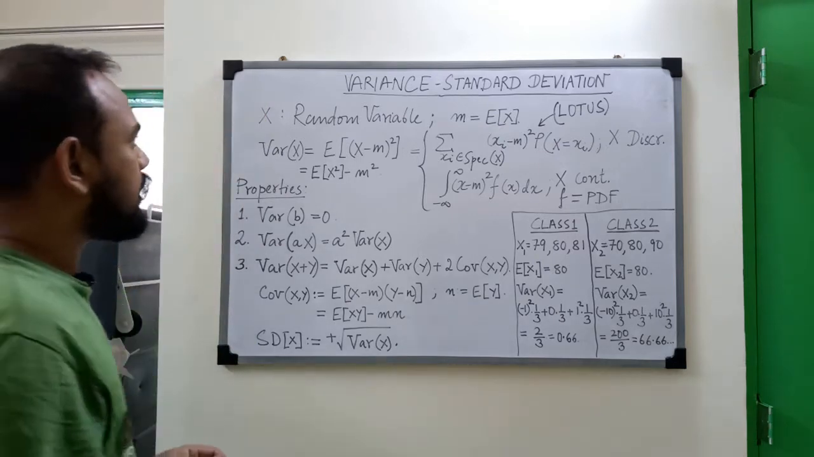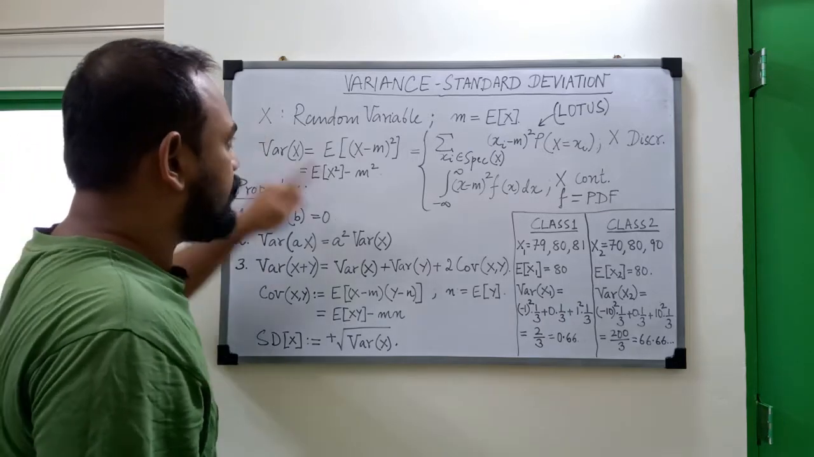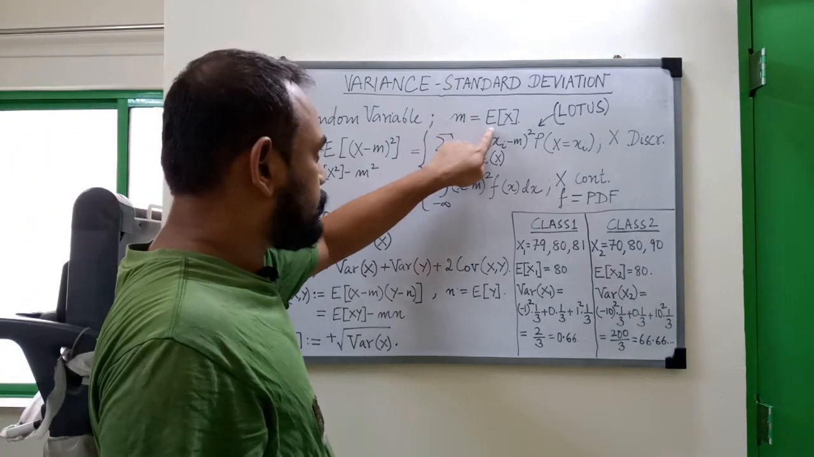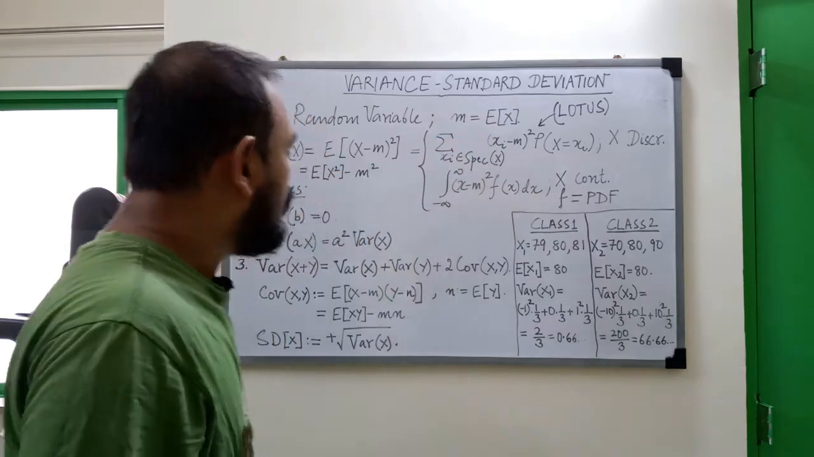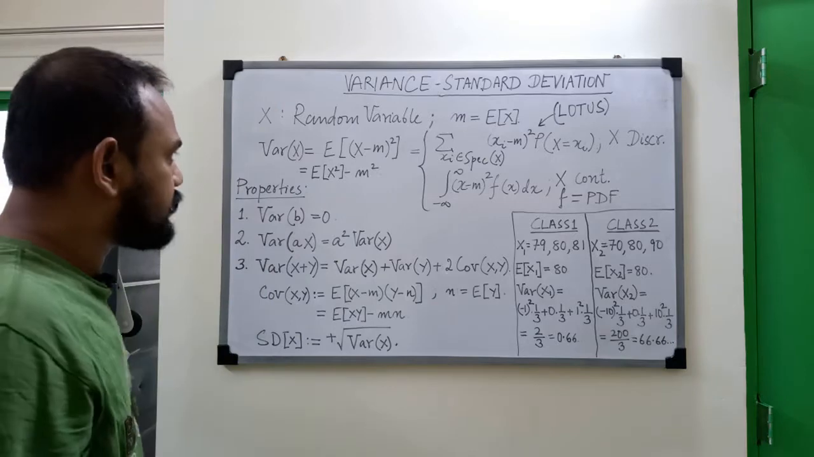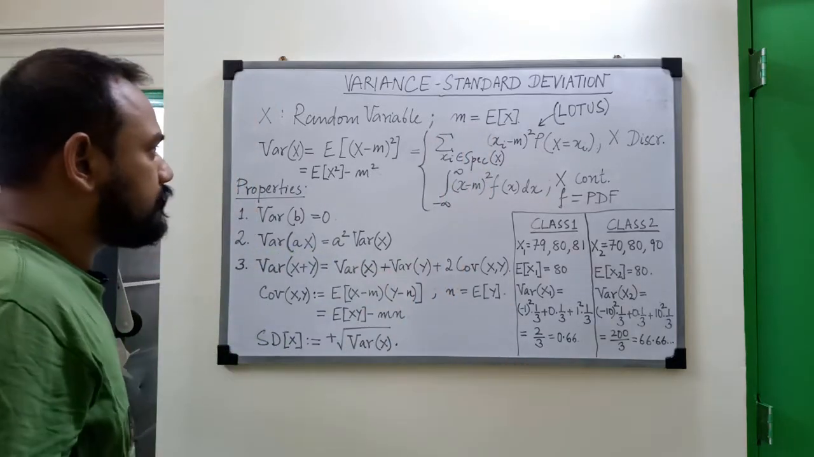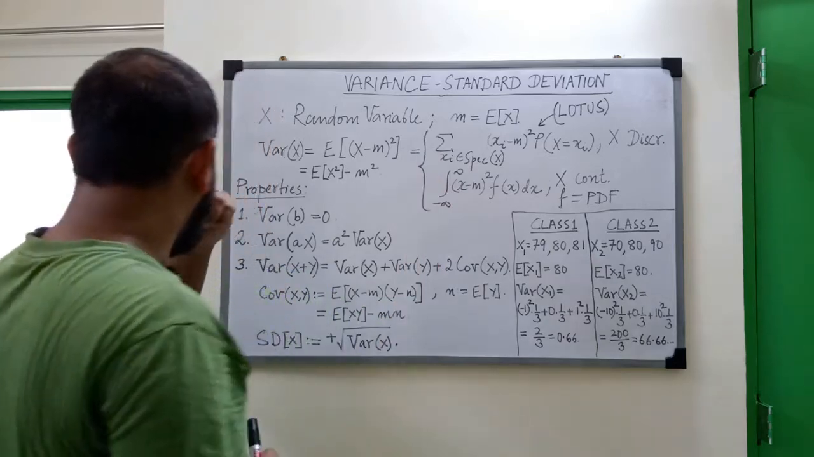So we'll start with X being a random variable, of course, and the average or expectation of X is m. The average, of course, is the average value that X can take. So that is expectation, which is m. We've already introduced that notation before.